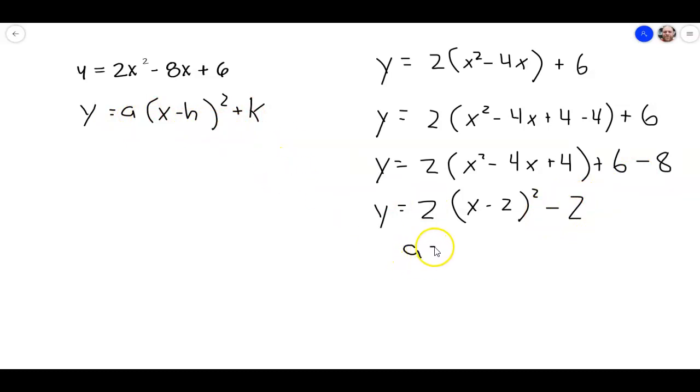That means my a is equal to 2. My h has a minus sign in the formula, so we have to take the opposite of whatever's in the actual equation. So my h is going to be a positive 2 because that's a minus 2 there, and then whatever value this is over here, my k is going to equal negative 2. So my vertex is going to be: the x value is a positive 2, and the y value is a negative 2.